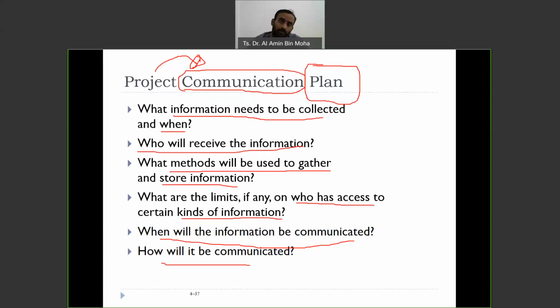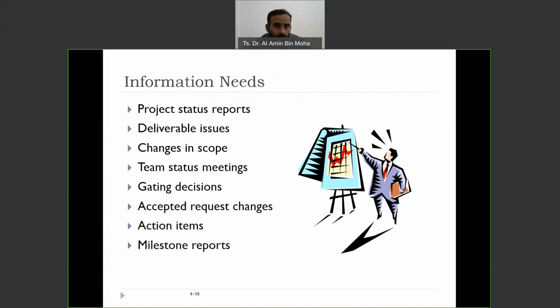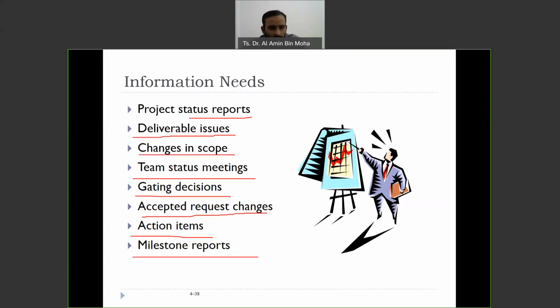Okay. Take an example: you completed a project, and after 5 years there's some problem that you need to go back and see who did this, who did that. So the examples are minutes of meetings, agreement letters, and all these things. Before we go to developing a communication plan, here is the information that is needed: project status report, deliverables, issues, changes in scope, team status meeting, gating decision. That's fine, it's all of this, the reports and things.